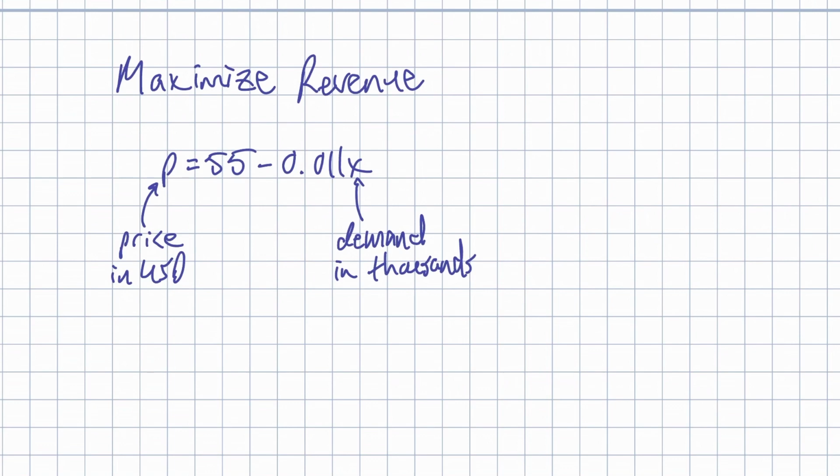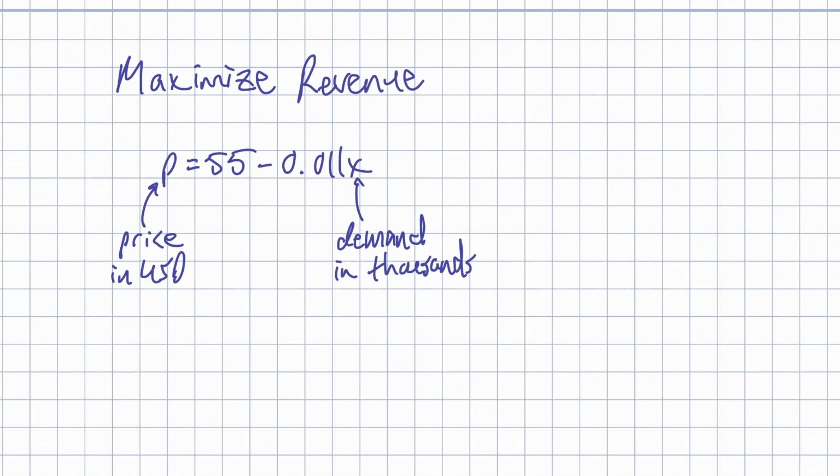And this equation, P equals 55 minus 0.011x, is relating the price of some widget to the demand X in thousands of widgets. So if you want to say there's a demand in this market for this widget, and the demand is 5,000 widgets, well, then X would be 5.